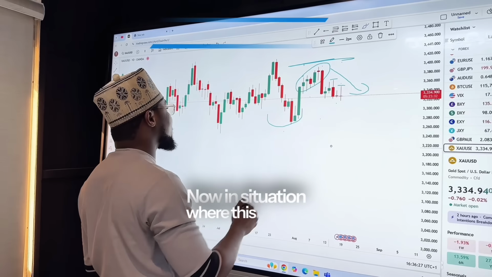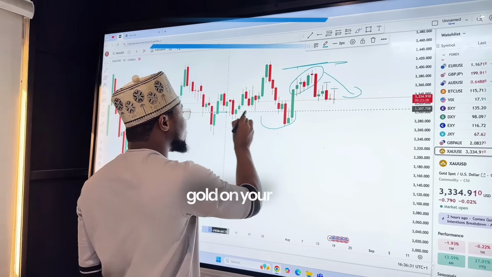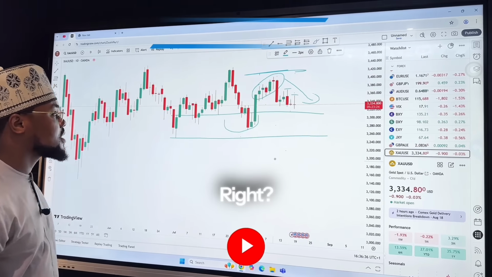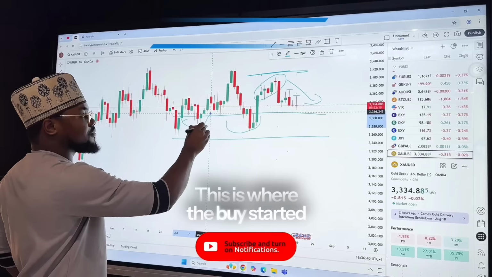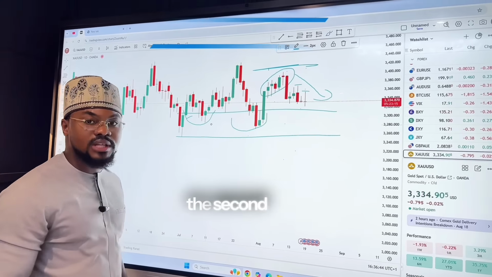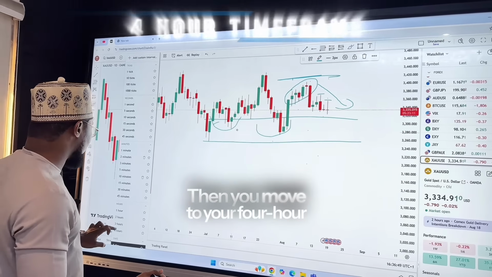Now, in a situation where this market starts reversing back down, where do you want to pay attention to look to buy gold on your daily time frame? Here, right? Because this is where the buy started from. Then the market came back to test this buy. Now the market is coming back the second time. All right, coming back the third time. Sorry. Then you move to your 4-hour time frame.